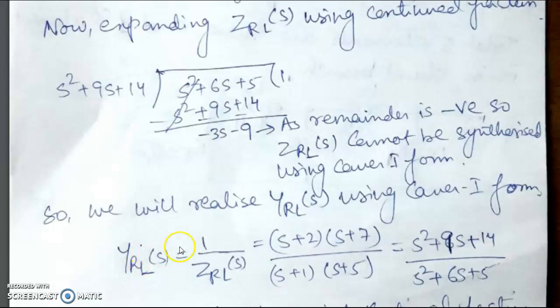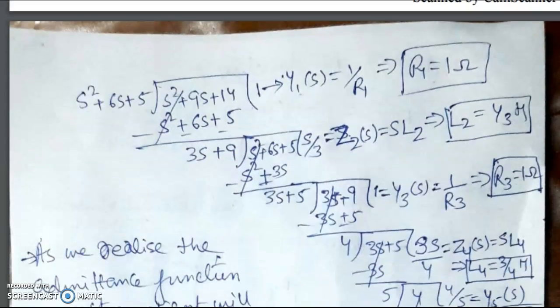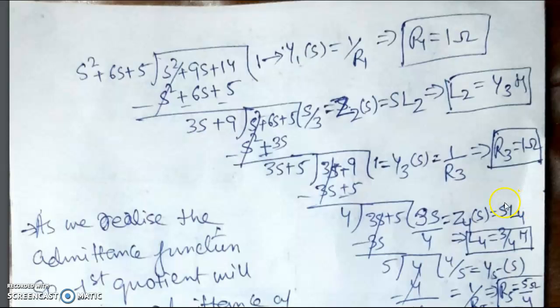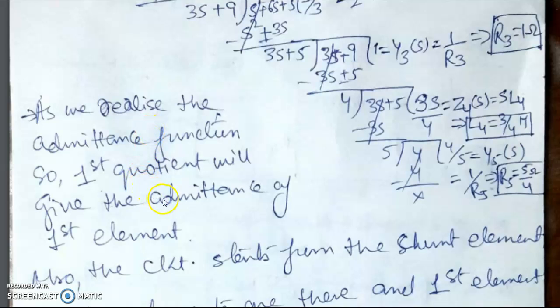The admittance function of the RL network is equal to 1 upon Z_RL, which can be written as (s² + 9s + 4) upon (s² + 6s + 5). When we expand it using continued fraction expansion, you will see we get 5 quotients and all the quotients are positive. The point to be noted is that because we are realizing the admittance function, the first quotient of the continued fraction expansion will give the admittance of the first element.